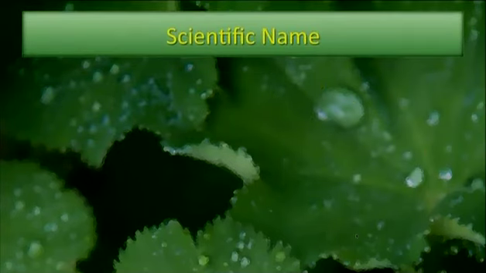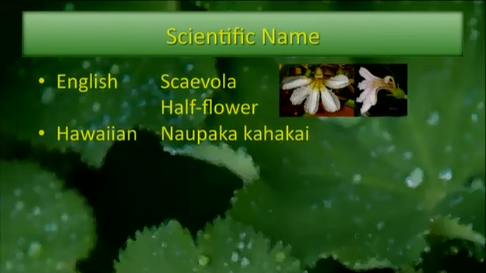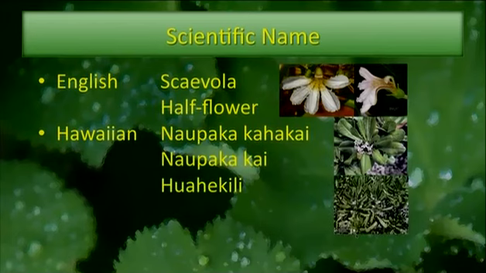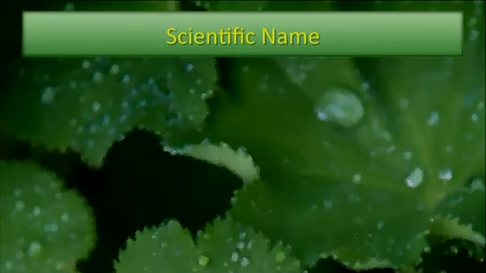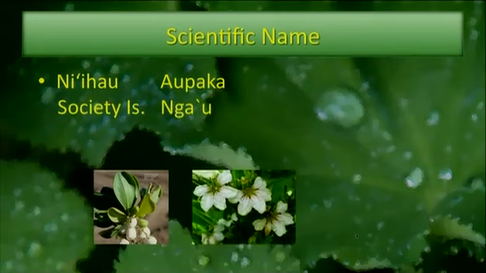In English, it's called scaevola or half flower, two different names in English. In Hawaiian, it's known as naupaka kahakai, naupaka kai, huahekili. On Ni'ihau, it's known as aupaka. This is a plant that is indigenous to Hawaii, but it occurs in other places as well. Like in the Society Islands, it's known as ngau.